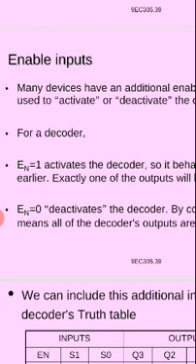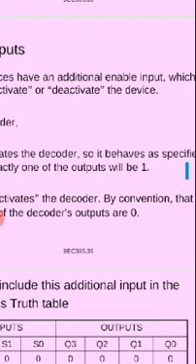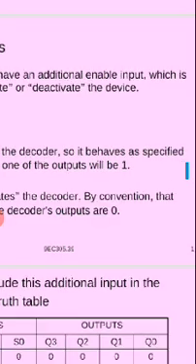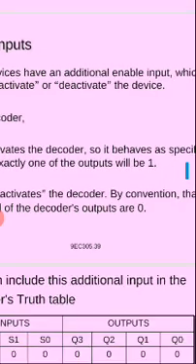When En equal to 0, or the enable input is 0, it deactivates the decoder. By convention, that means all of the decoder's outputs are 0.